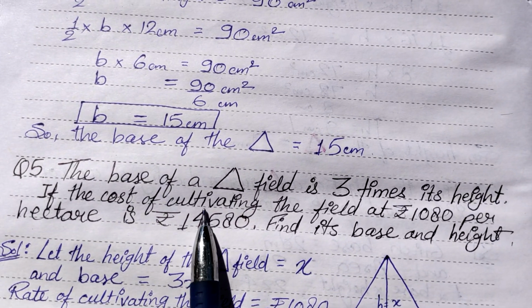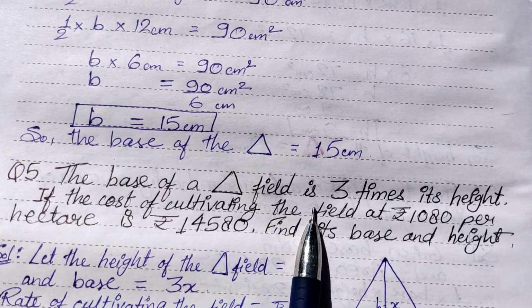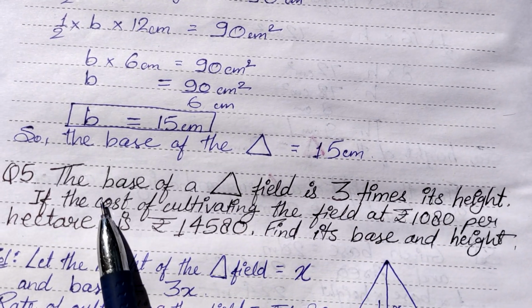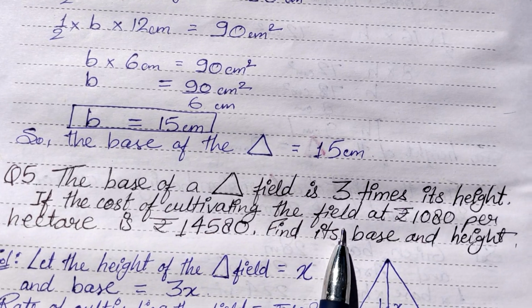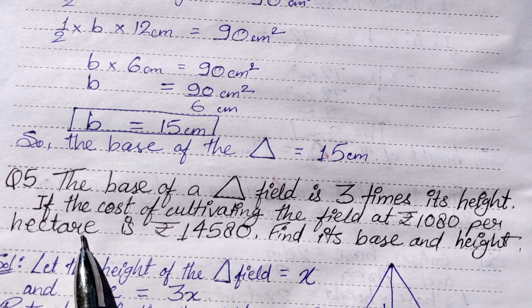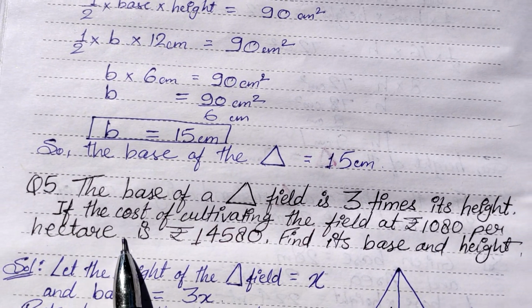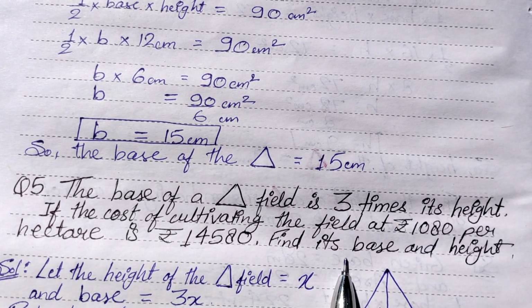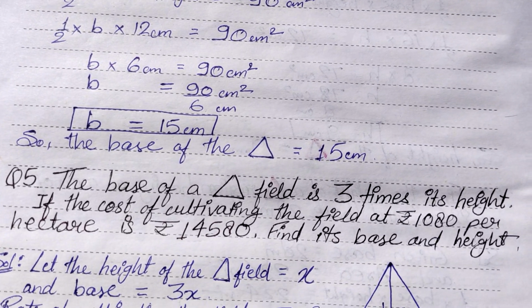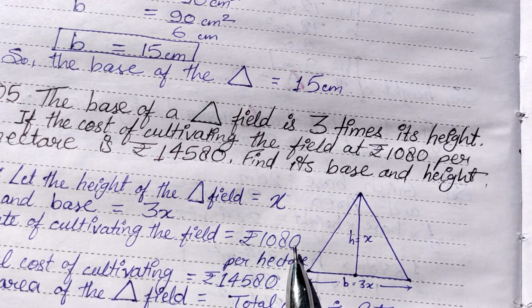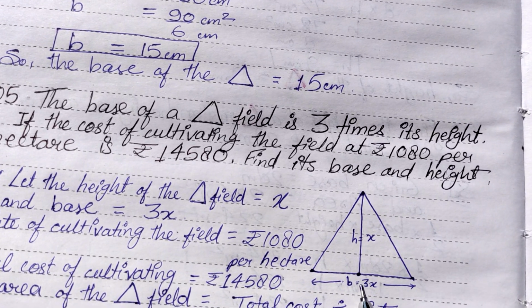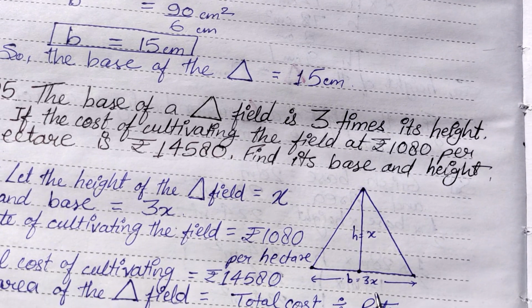Number 5. The base of a triangular field is 3 times its height. If the cost of cultivating the field at rupees 1080 per hectare is rupees 14580, we have to find its base and height. Now according to the question, the figure is this. Let height be x and base is 3 times the height, so base be 3x.